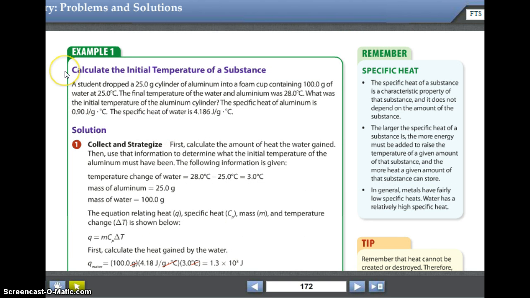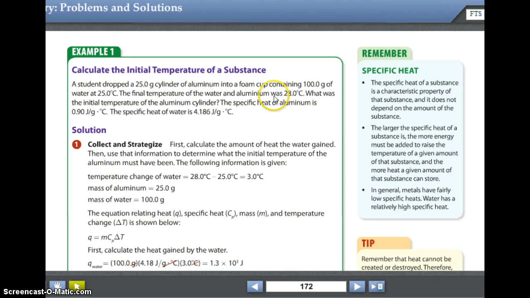All right, example 1. Calculate the initial temperature of a substance. A student dropped a 25-gram cylinder of aluminum into a foam cup containing 100 grams of water at 25 degrees Celsius. The final temperature of the water and aluminum was 28 degrees Celsius. What was the initial temperature of the aluminum cylinder? The specific heat of aluminum is 0.90 joules per gram degree Celsius. The specific heat of water is 4.186 joules per gram degree Celsius.